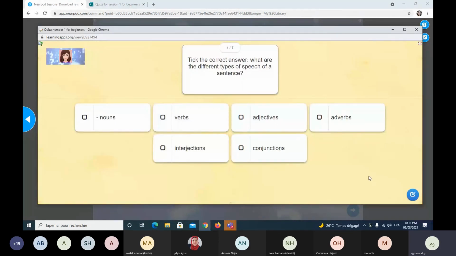So, question number one. Tick the correct answer. What are the different types of speech of a sentence? The phrase is composed of what?